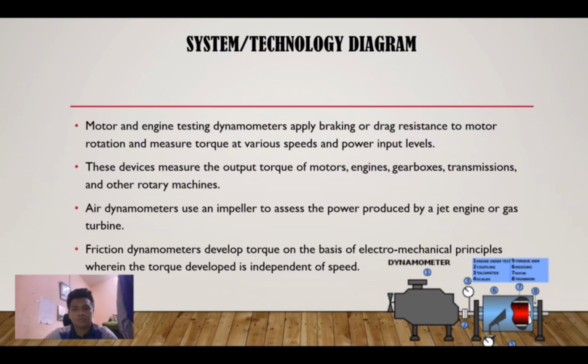and power input levels. This device measures the output torque of motors, engines, gearboxes, transmissions, and other rotary machines. A dynamometer uses an impeller to assess the power produced by a jet engine and gas turbine. Friction dynamometer develops torque on the basis of the electromechanical principle, wherein the torque developed is independent of speed.